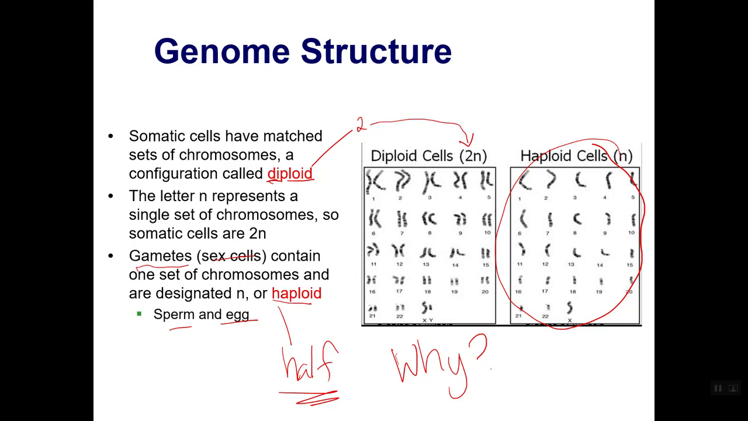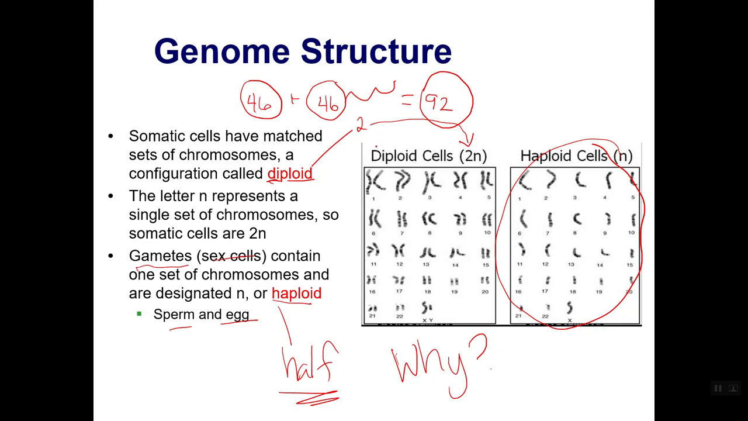Okay, so let's think about this. If we had diploid sperm and egg, here would be our egg, and it would have 46 chromosomes. If we had a sperm cell, little tail, what would the resulting offspring's chromosome number be? 92. Is that the chromosome number that I said humans are supposed to have? And the answer is no. We're supposed to have 46 chromosomes.